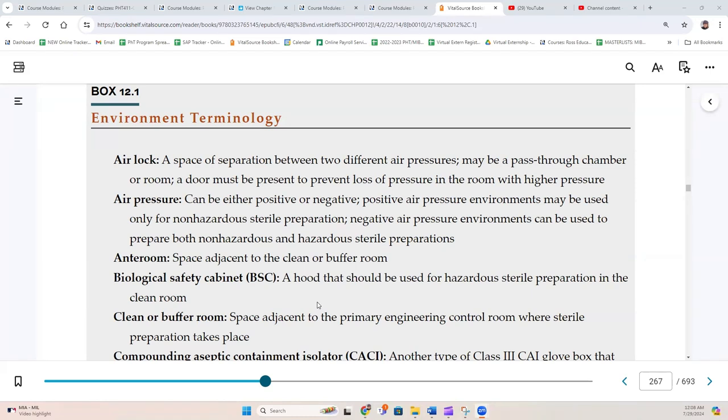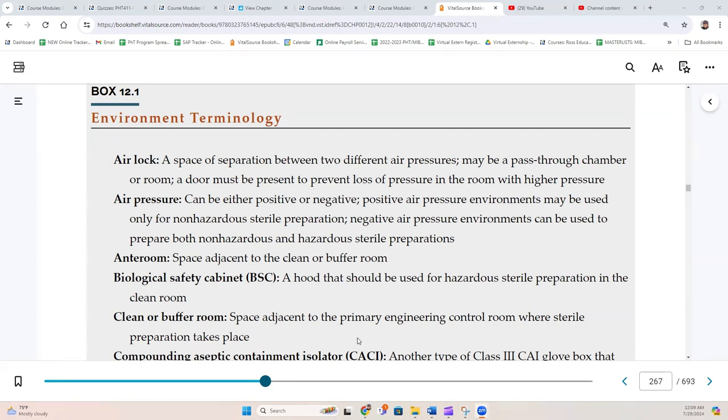All right, and in Box 12.1, we have the environment terminology. So, airlock is a space of separation between two different air pressures. Air pressure can be either positive or negative. Positive air pressure environments may be used only for non-hazardous sterile preparation, and negative air pressure environments can be used to prepare both non-hazardous and hazardous sterile preparations.